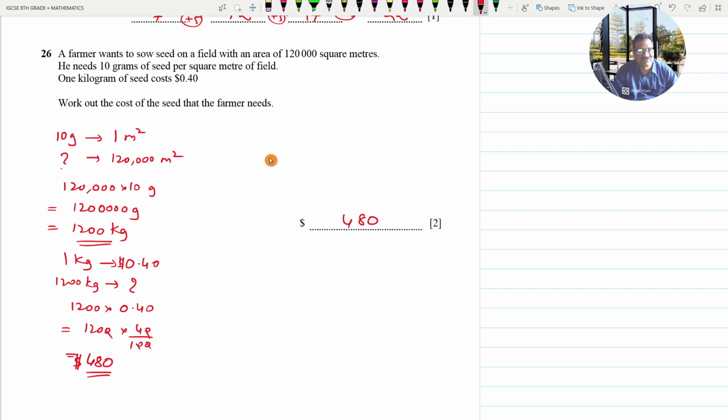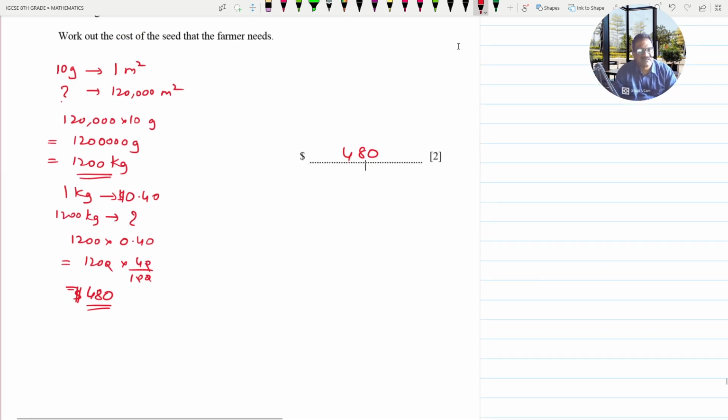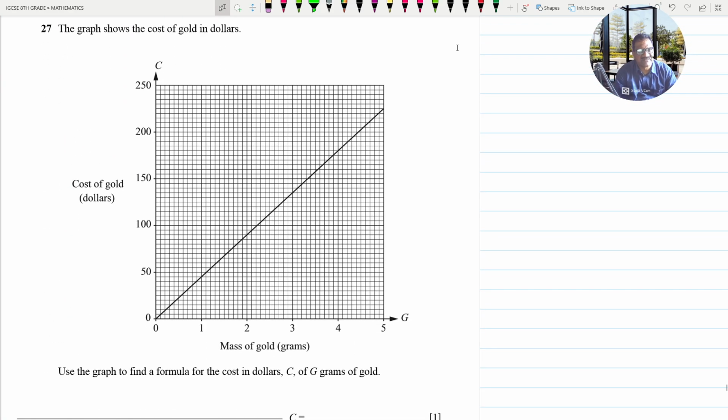So that was question number 26. Let us move on to question number 27. It says that the graph shows the cost of gold in dollars. So the cost is on the y-axis and the mass of the gold is on the x-axis. So it's obvious, if you go for more mass of the gold, the cost will be increasing. You can see here that this is a straight line graph passing through the origin.